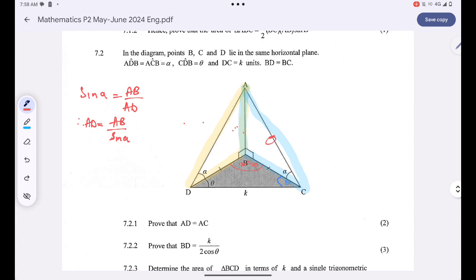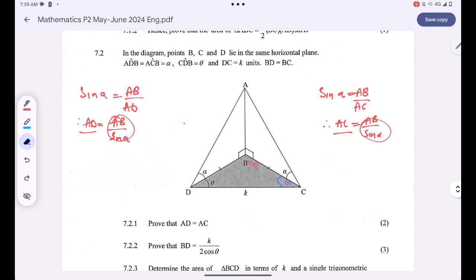Do the same thing for that other triangle. I know that sine of alpha is equal to AB all over the hypotenuse, which is AC. Therefore, if I cross multiply, then AC is equal to AB all over sine A. So now I've shown that both AD and AC are equal, because they are equal to the same thing. Now I've proven the first question. Let's go to the second one.